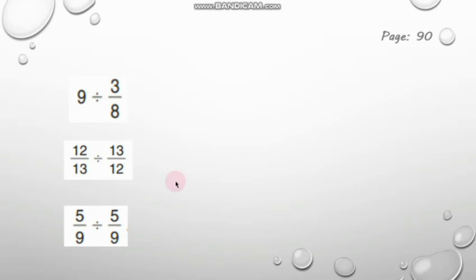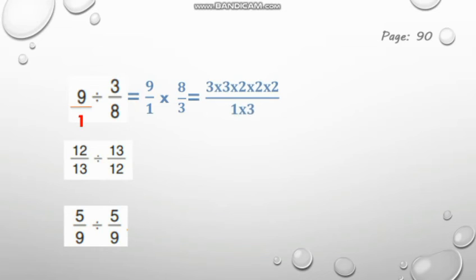Now I have 9 divided by 3 over 8. 9 is written 9 over 1. 9 over 1 times 8 over 3. I decompose 9 and 8. I can simplify by 3. The answer is 24 over 1.